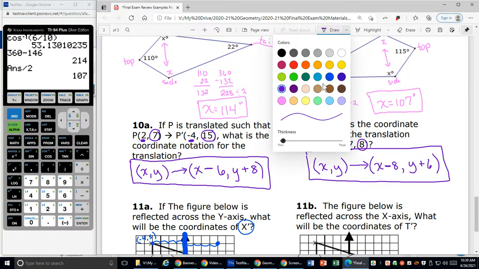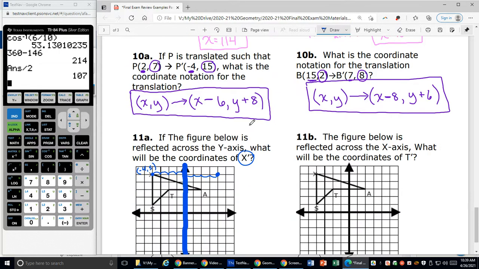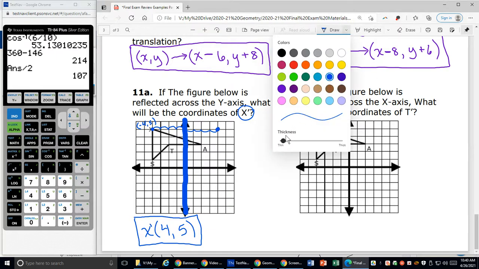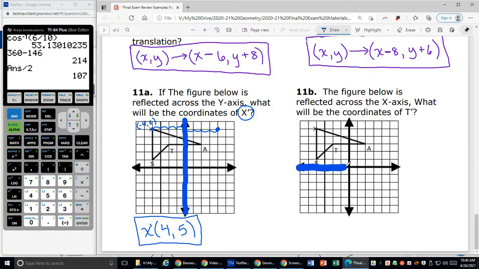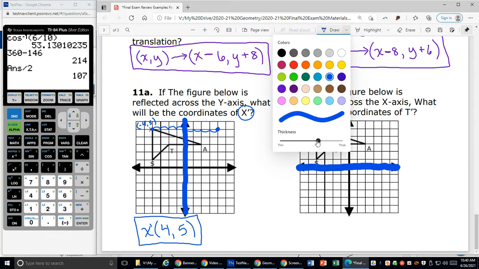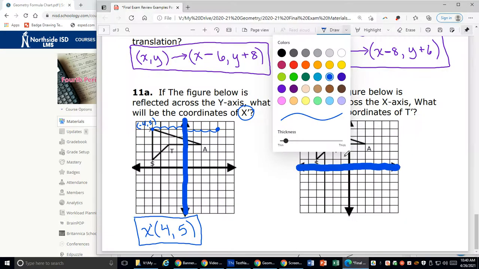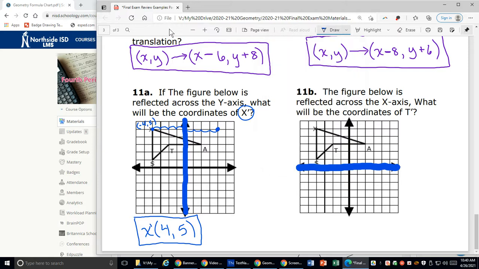Okay. All right, last but not least, number 11. The figure below will be reflected across the x-axis. So that's different because this one was y-axis, this one is x-axis. So this time, I'm reflecting across the x-axis, this one here. Okay, so I did show you last time you can use your formula chart to do that. My formula chart says when I'm reflecting across the x-axis, (x, y) becomes (x, the opposite of y). So we're looking at the coordinates of T.